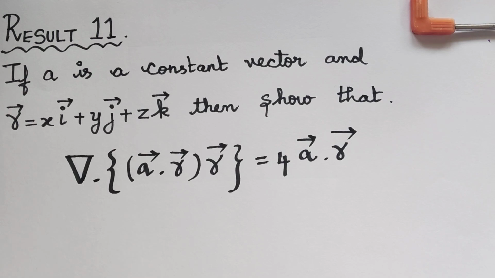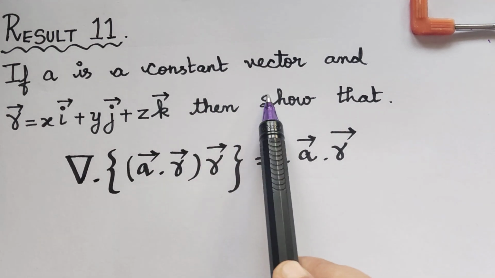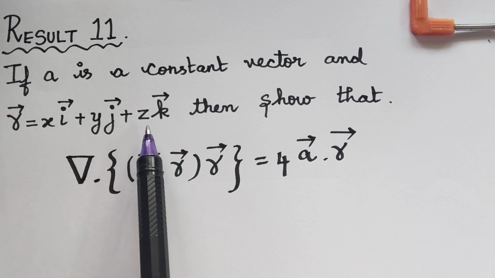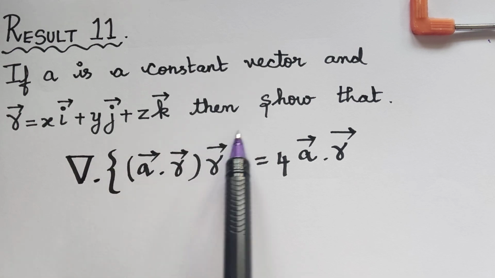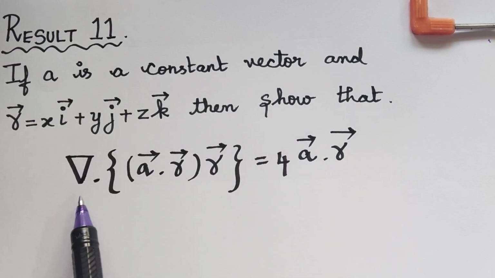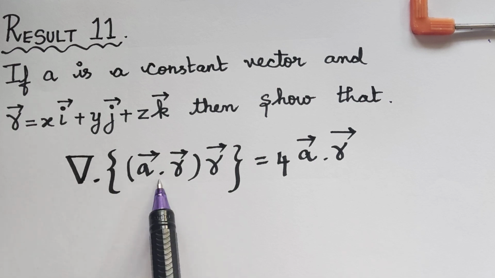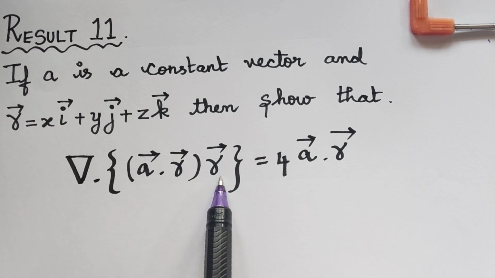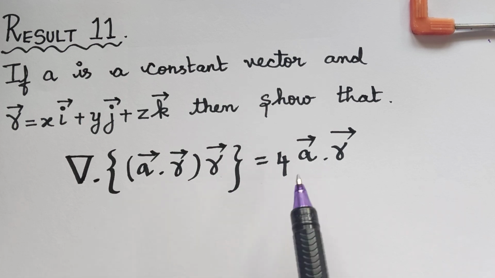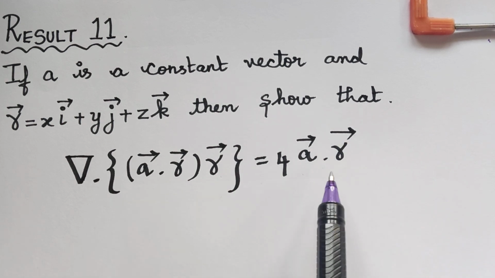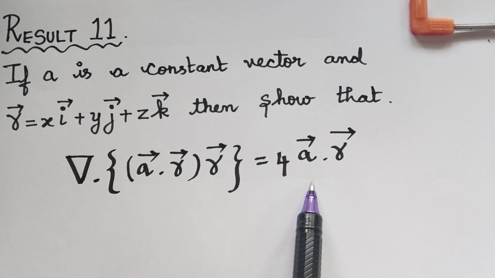Dear students, under the topic vector differentiation, here we have result 11. If A is a constant vector and R vector is equal to xi vector plus yj vector plus zk vector, then show that gradient of A vector dot R vector multiplied with R vector is equal to 4 A vector dot product with R vector. So we have to prove this result now.